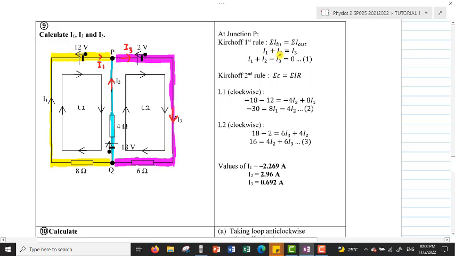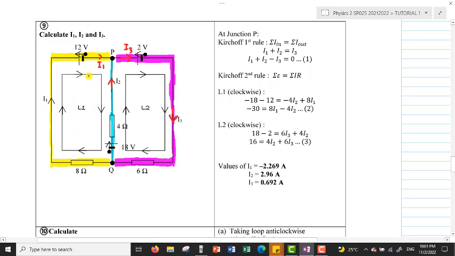So we have I1 plus I2 equal to I3. Rearranged, we have I1 plus I2 minus I3 equal to 0. Put that as equation 1. Then we apply Kirchhoff's second rule, summation EMF equal to summation IR. We apply it to the left-hand side, loop 1, first.